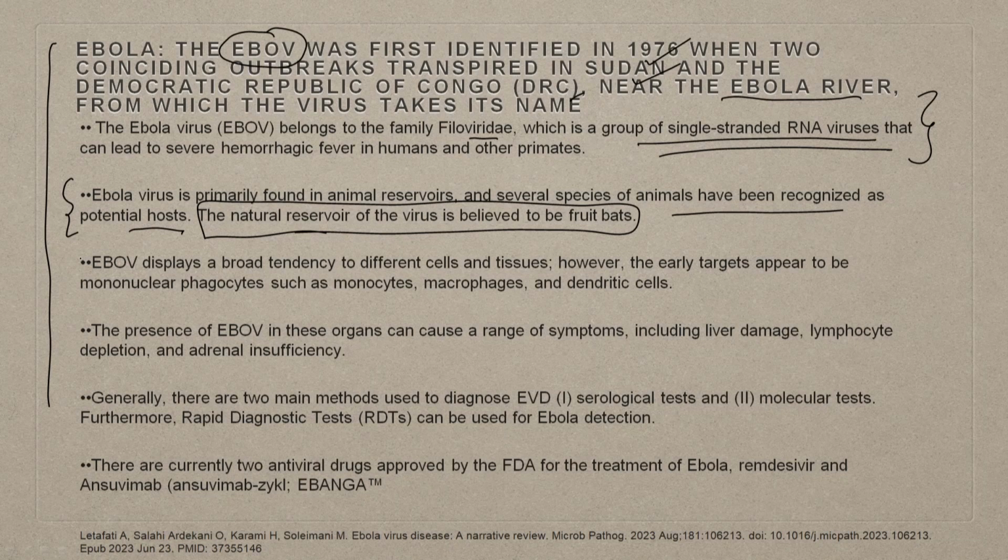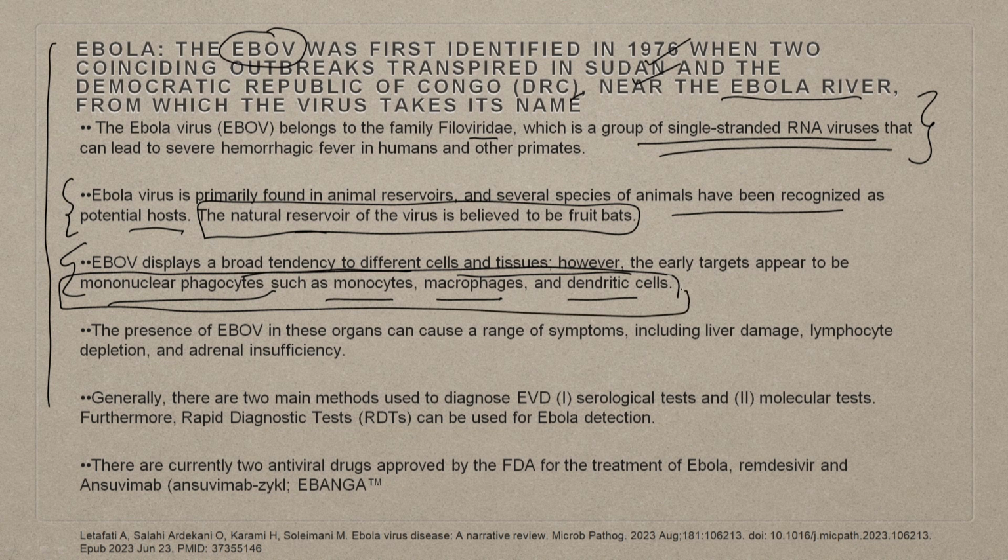So, coming back to the slide, it displays a broad tendency to different cells and tissues. However, the early targets appear to be mononuclear phagocytes such as monocytes, macrophages and dendritic cells. So, this is of tremendous importance. In other words, this virus influences your immune system. All those cells, dendritic cells, mononuclear phagocytes, macrophages, monocytes, are all immune cells. So, the first thing which gets compromised or attacked is the immune cells of your body.